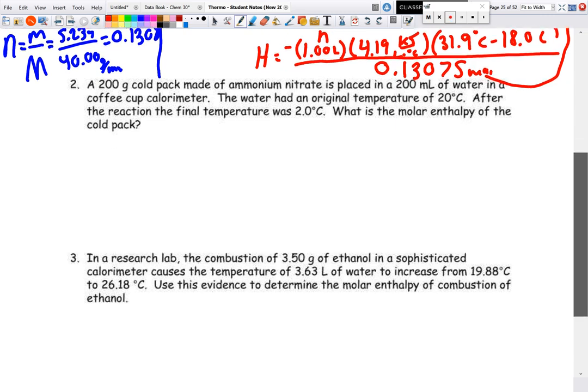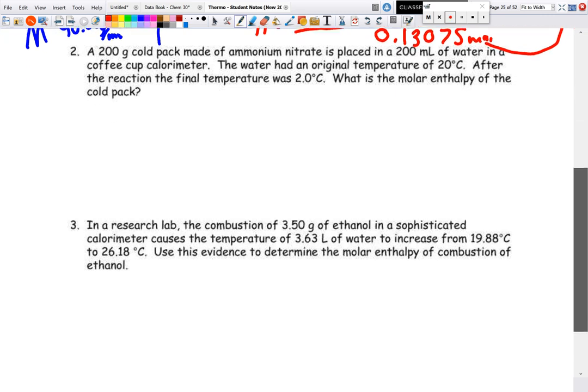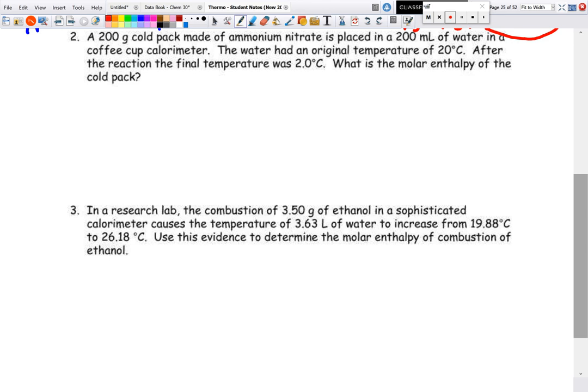Now, obviously for the next few, if you want to, pause the video and jump right ahead into this right here. If not, I'll do the exact same thing with this one, how we solve it and all that. So what we have is a 200 gram cold pack made of ammonium nitrate placed in 200 milliliters of water in a coffee cup calorimeter. The water had an original temperature of 20 degrees Celsius. After the reaction, or in this case it's a dissociation, not so much a reaction, the final temperature is 2 degrees Celsius. What is the molar enthalpy of the cold pack?